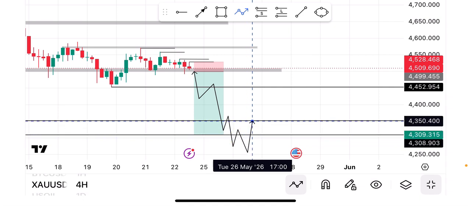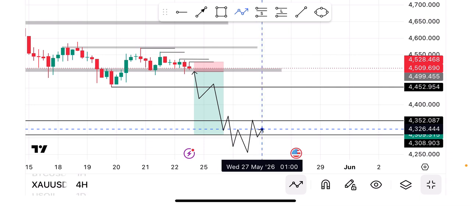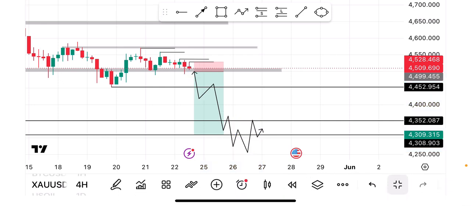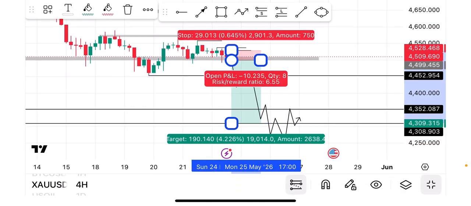But if it wants to reverse, it's going to look to change character, come back into this level, then you want to buy from this level all the way to the next level of buys. So that's that about that. That's simply how you trade RCC. And that's going to give you about 1 to 6 RR.